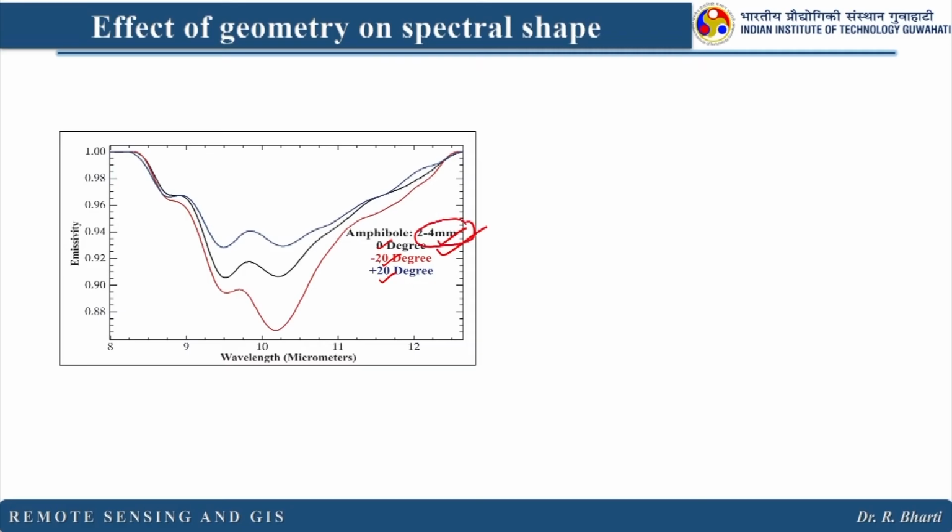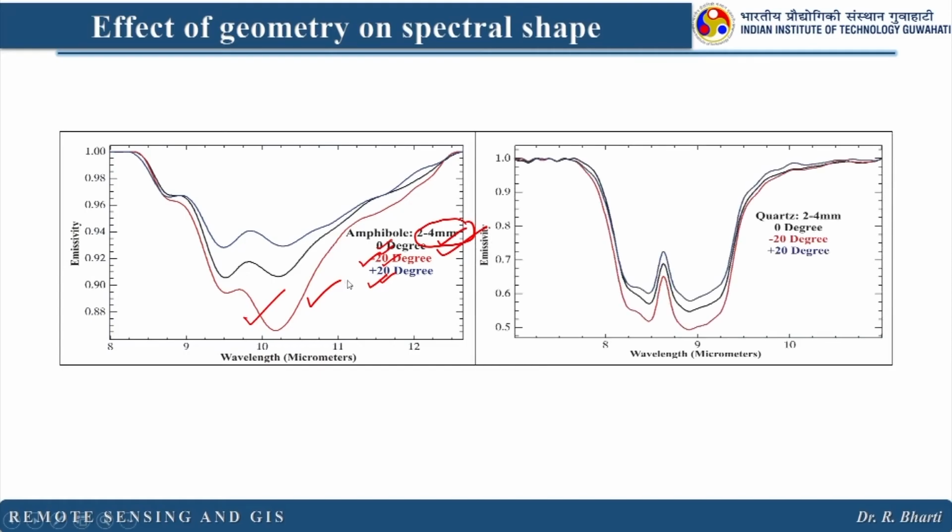So by using this instrument, we have measured the amphibole spectra of 2 to 4 mm grain size from 0 degree, that is nadir looking, then minus 20 degree and plus 20 degree in both sides, right. And here you can see for the same sample, when you are changing the position of measurement, the spectral response is different. But remember here only the depth of the absorption is getting changed. So that means if you have measured the spectra in different angles, you can easily find out what material it is, but when you want to estimate the composition, then it may give you some wrong result, right.